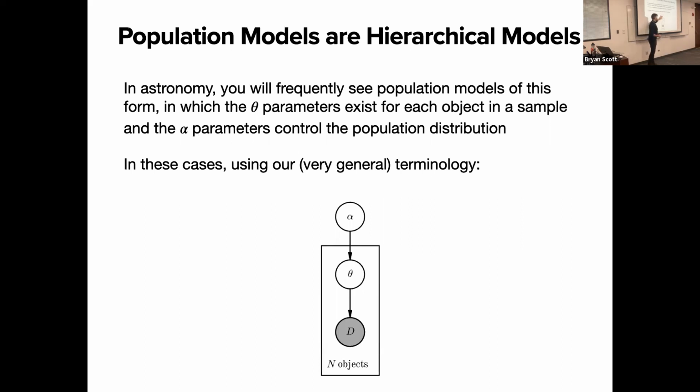So notice this is the same thing that we're just looking at. I've just now drawn a box, a plate, around the theta and the d. These are called population models because in this case the theta is inside of the plate. So this means that there's theta for n objects, meaning your parameter space can be quite big if n is big. But then those parameters are connected to some hyperparameters, alpha, which are outside of the plate, that govern the full distribution of true parameters that then generate your data.